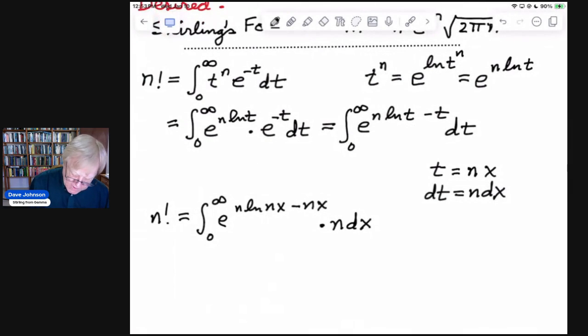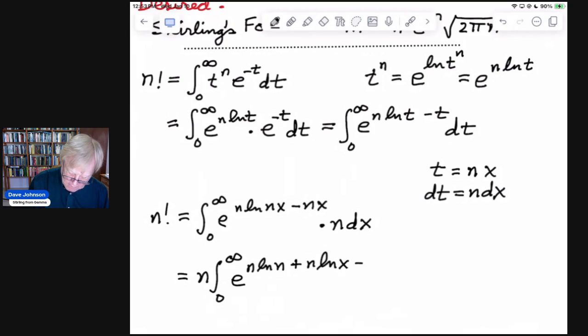Now we're still not quite there. If you think about it, we still need to do a couple more things. So I'm going to rewrite this. I'm going to bring the n out. Go ahead and do that now. So n times the integral from 0 to infinity. I'm going to expand this ln nx, so e to the n ln n plus n ln x minus nx, and then dx.